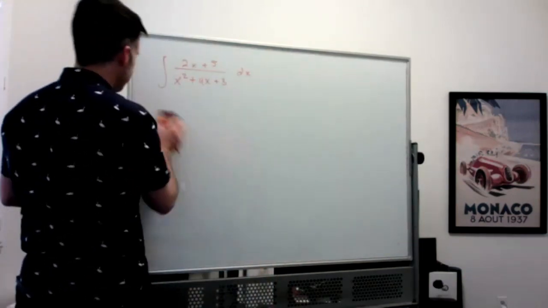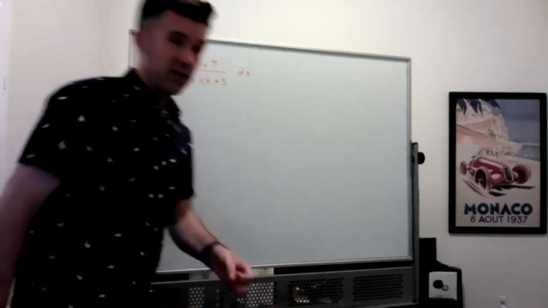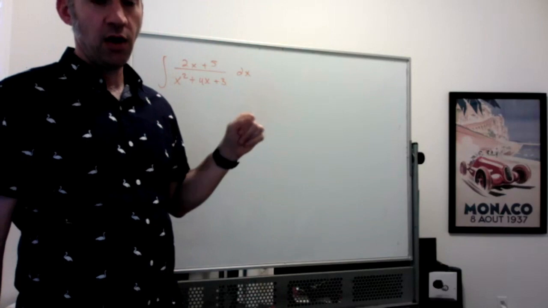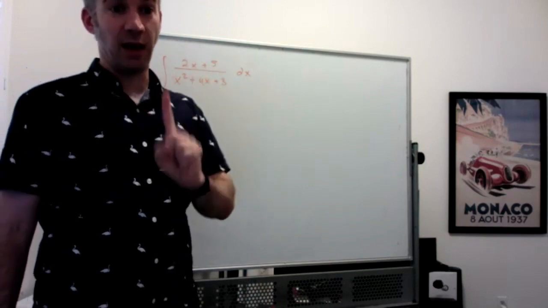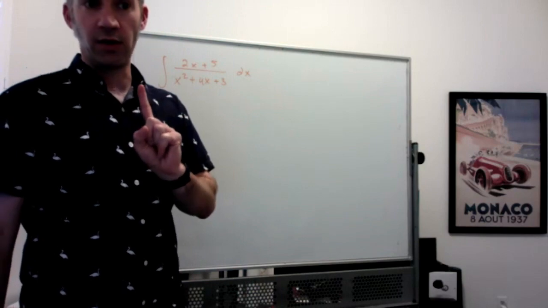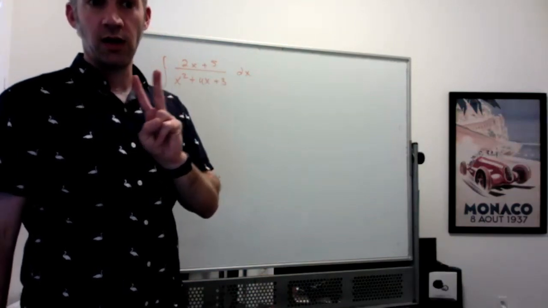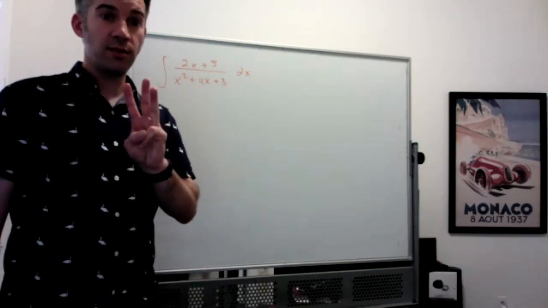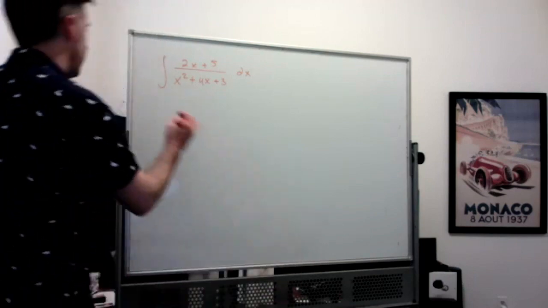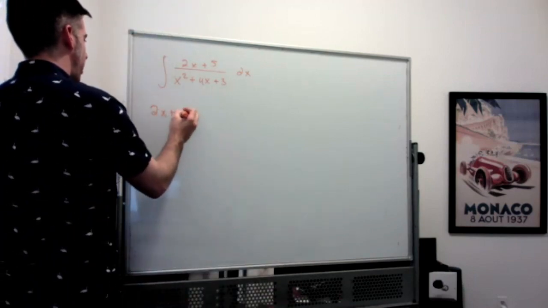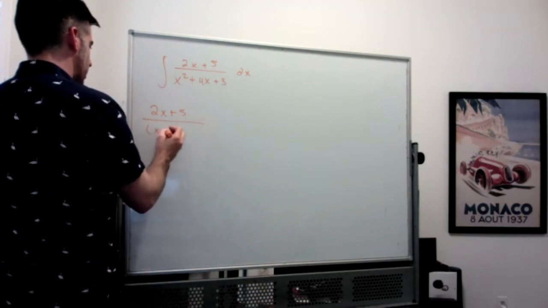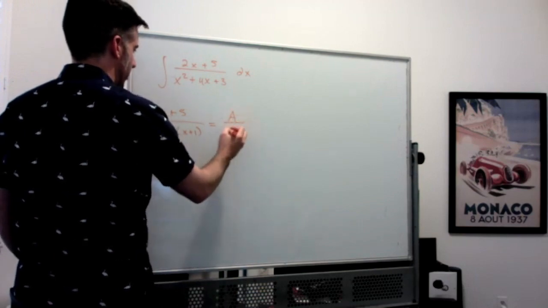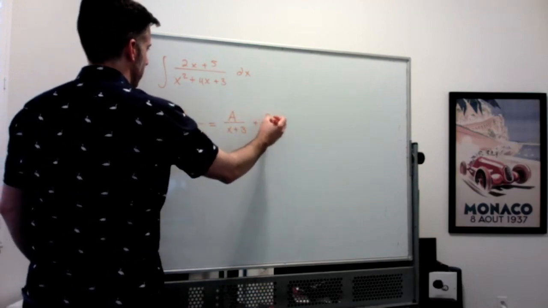So instead, we're going to try partial fractions. Now, the only reason we get to try partial fractions is because our rational function meets the criteria. Three things really. One, it is a rational function, meaning it's a polynomial divided by another polynomial. Two, the degree on top is less than the degree on the bottom, strictly less than. Three, the denominator factors. So we're going to write this as 2x plus 5 divided by x plus 3 times x plus 1 equal to a over x plus 3 plus b over x plus 1.